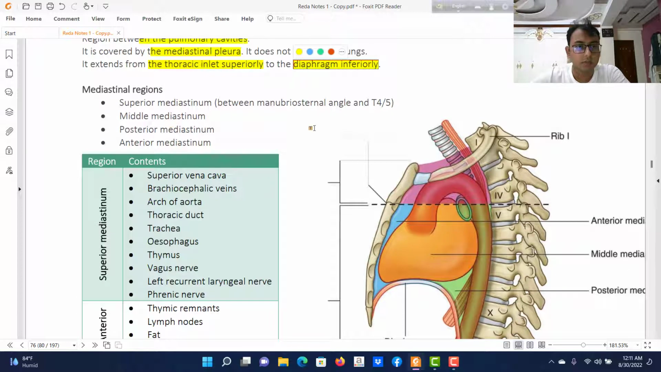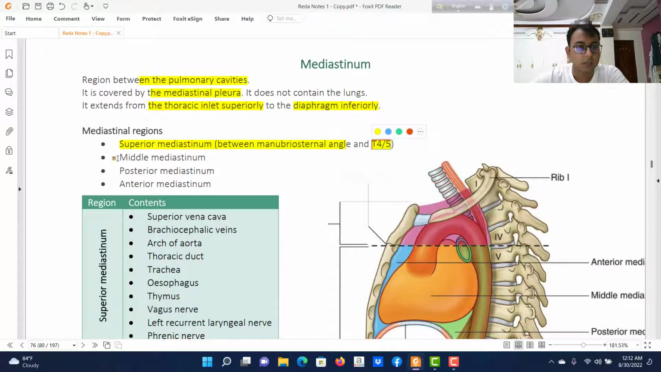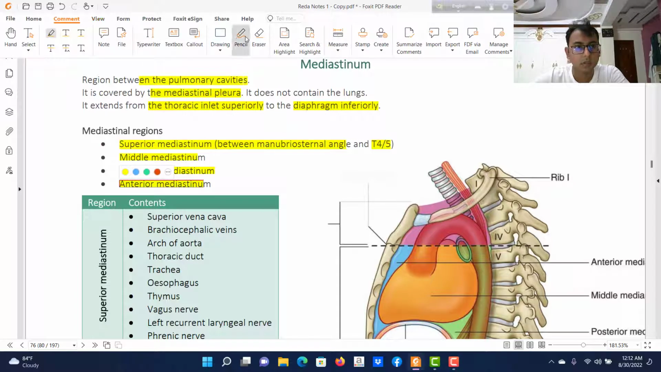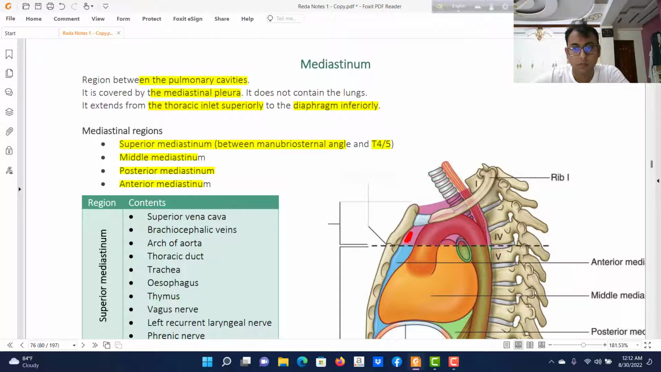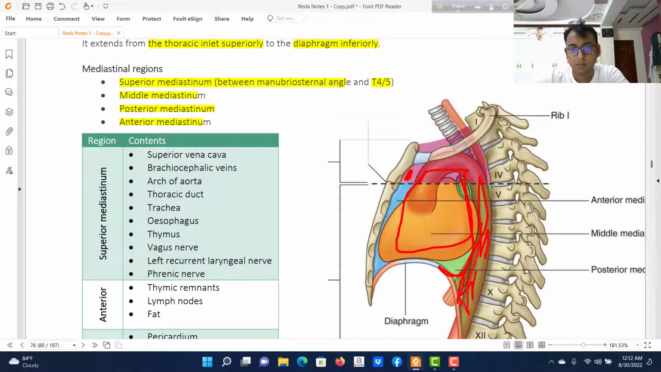Now the mediastinal types: superior mediastinum, between the manubrial angle and T4 and 5, and the middle mediastinum, posterior mediastinum, and the anterior mediastinum. So this is the anterior mediastinum here, this is the middle mediastinum, and this whole area is the posterior mediastinum. So the mediastinum is nothing but a space in between two lungs.